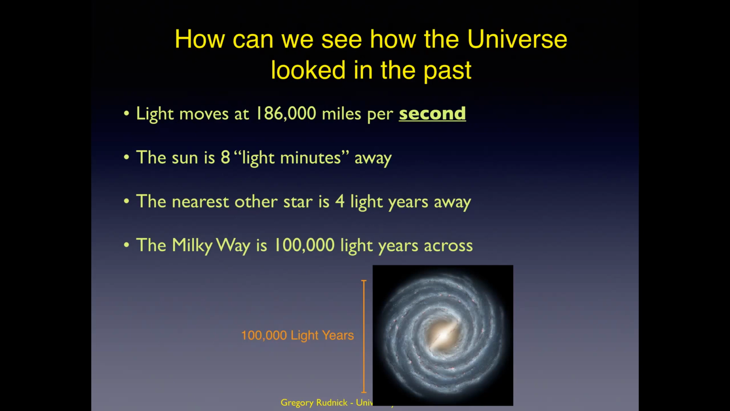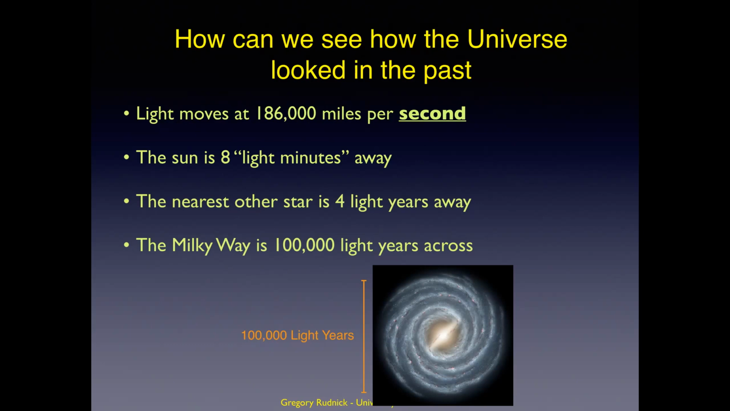The nearest star to ours, Proxima Centauri, is 4 light years away. You may have heard of its bigger cousin, Alpha Centauri, but Proxima Centauri is actually a little bit closer, I think. I should triple check that. But what that means is when we look at that star, we're seeing it as it looked 4 years ago.